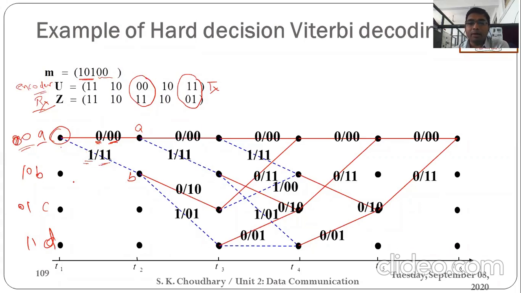This way we learned in the last lecture how to plot the trellis diagram on the encoder side. Now using the same trellis diagram, we will use the hard decision Viterbi algorithm and trace out the corrected code word at the receiver end.